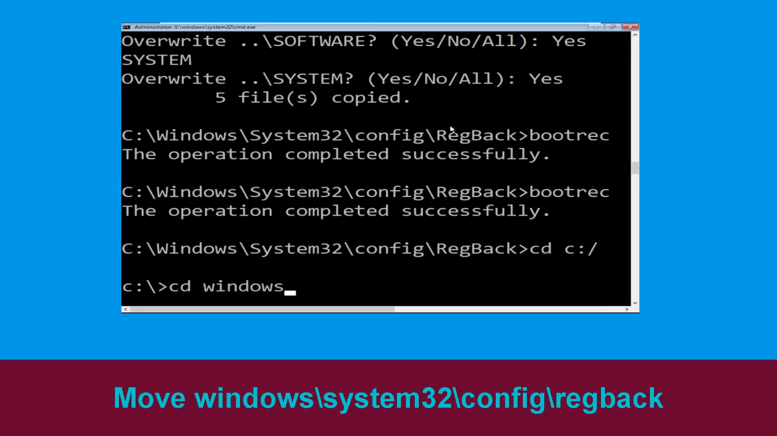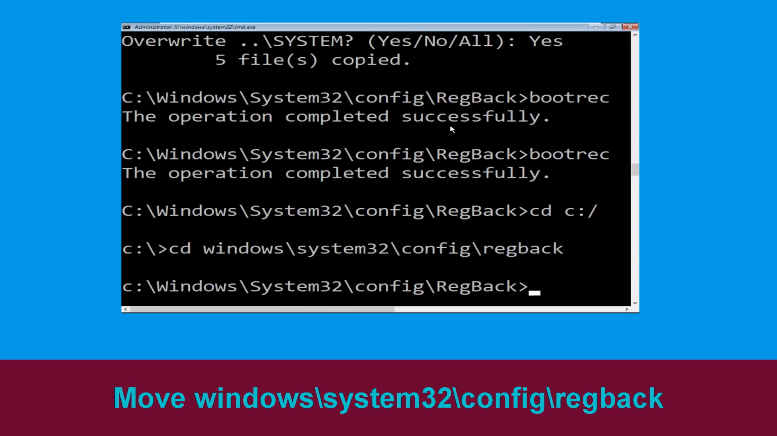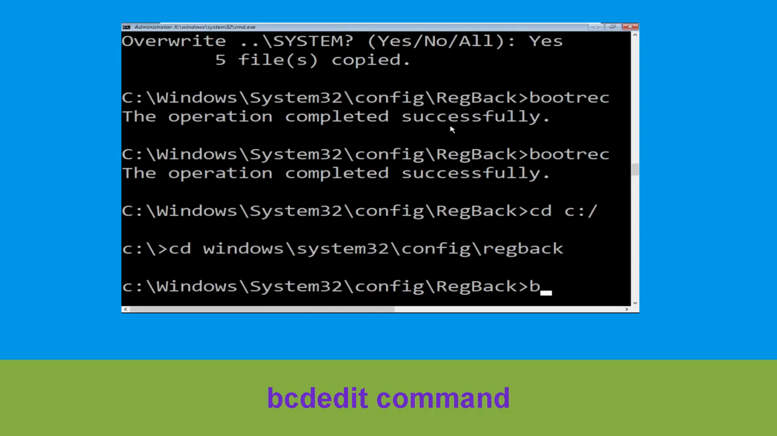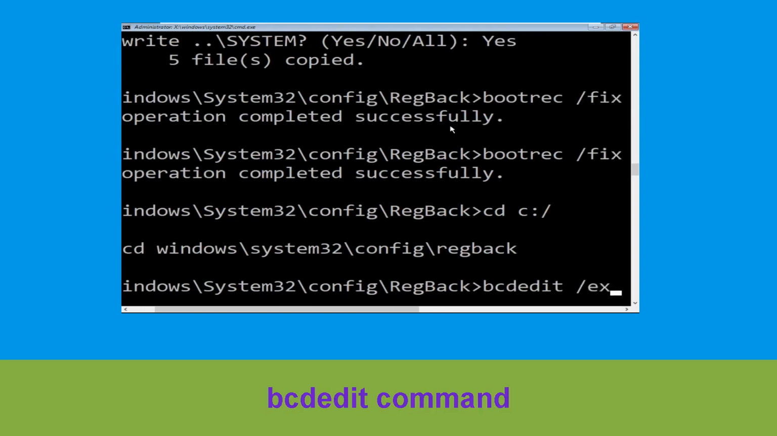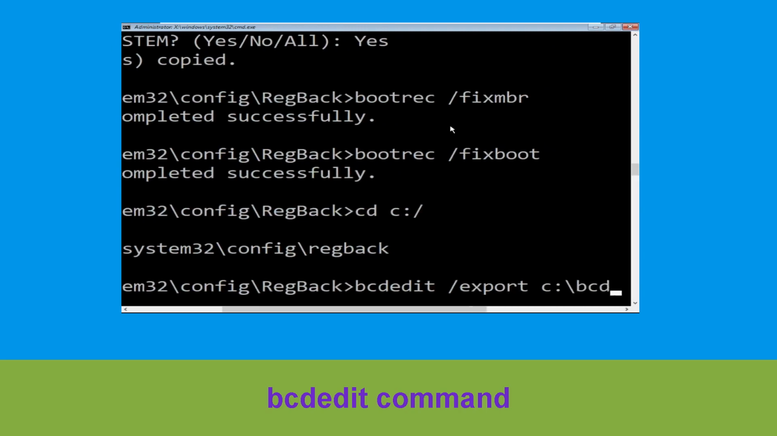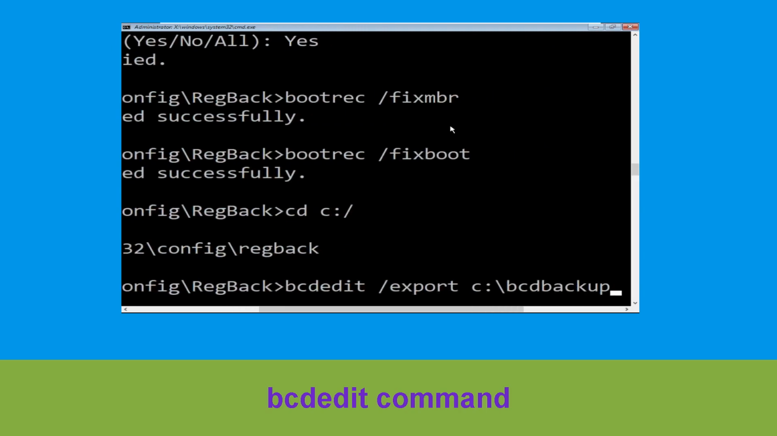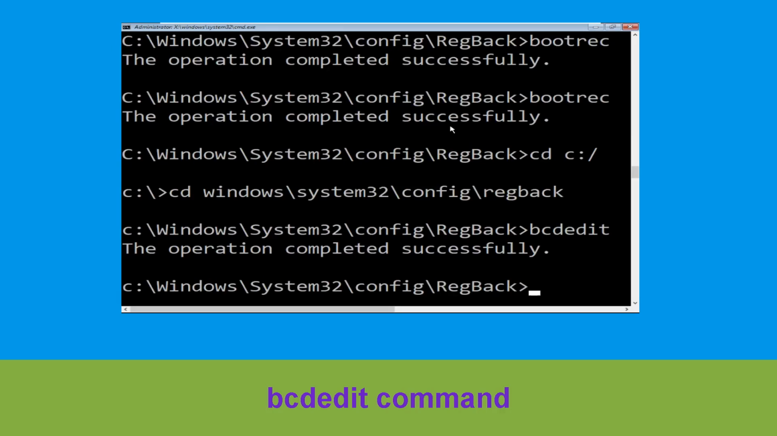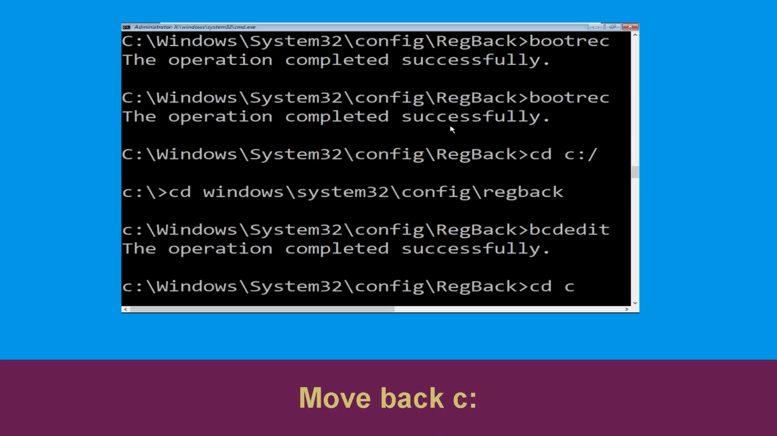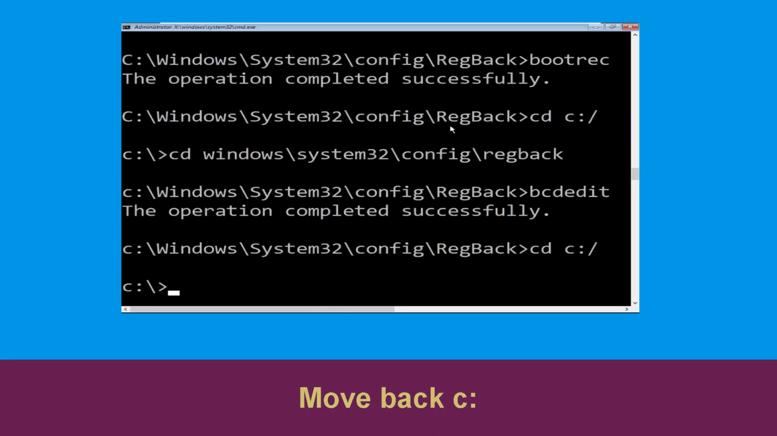Now execute this command. Type cd windows/system32/config/regback. Then simply hit enter to execute this command. Now type this command: bcdedit /export c:\bcdbackup. Then hit enter. Now type cd c:\ and hit enter.